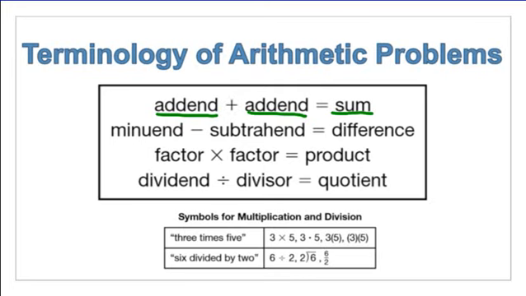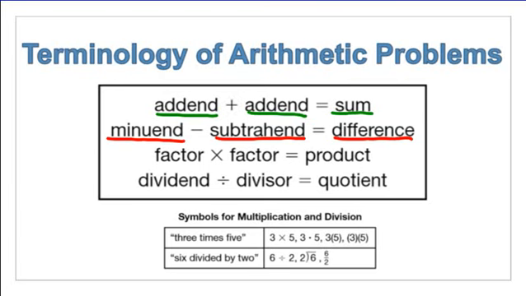For subtraction, the bigger number you have is the minuend. And what you're subtracting from that number is called the subtrahend. And the answer to all subtraction problems is the difference. So if they ever ask you what is the difference of these two numbers, you take your two numbers and you subtract them.